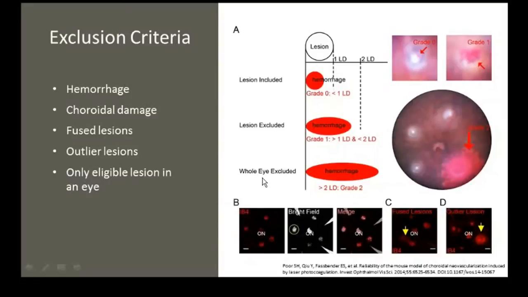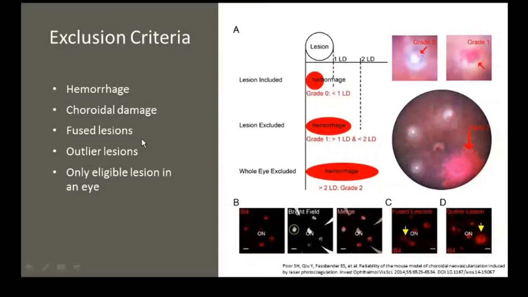If the diameter of bleeding area is more than 2 times the lesion diameter, it is grade 2. In this case, all the lesions in the same eye should be excluded from statistical analysis because these severe hemorrhages will affect the microenvironment in the whole eye and influence the forming of other CNV lesions in the same eye as well. The second issue is choroidal damage.